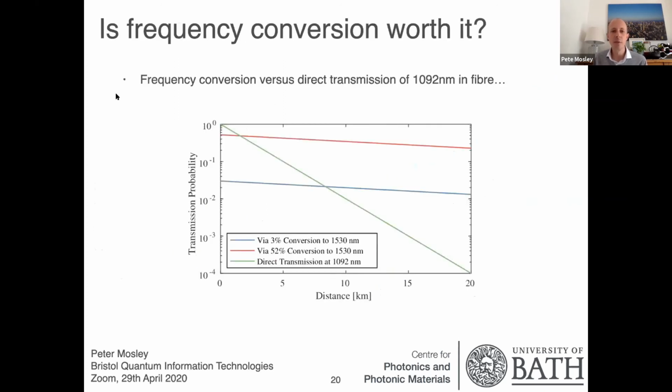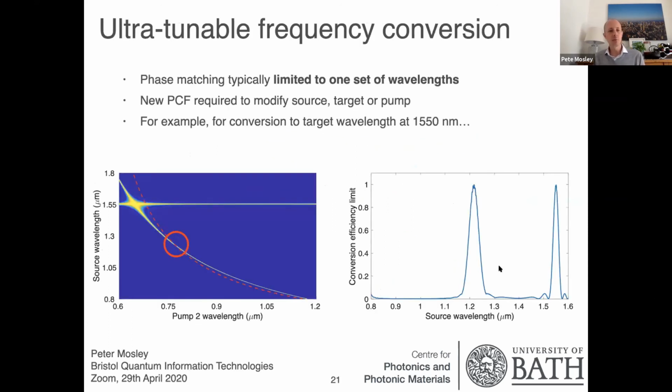So with the conversion efficiencies that we managed to achieve, which was 50% in one direction and only about 3% in the other, nevertheless, if you're thinking about transmitting these photons over more than about 10 kilometers in fiber, you still end up doing much better in terms of your transmission probability by implementing these frequency conversion techniques than the loss you get by direct transmission at 1092. So that's where we are at the moment.